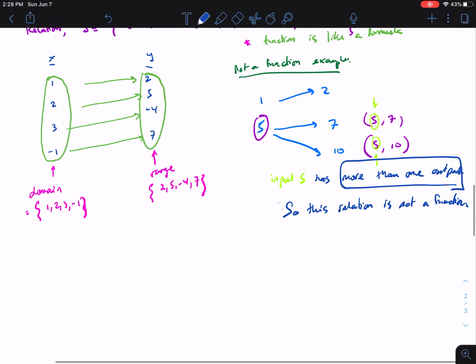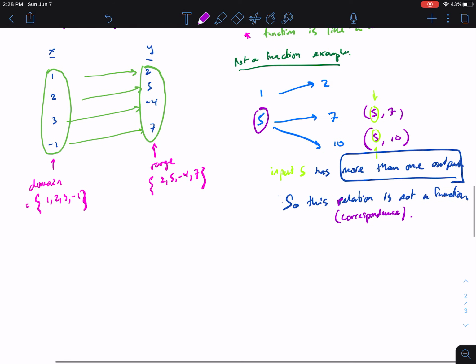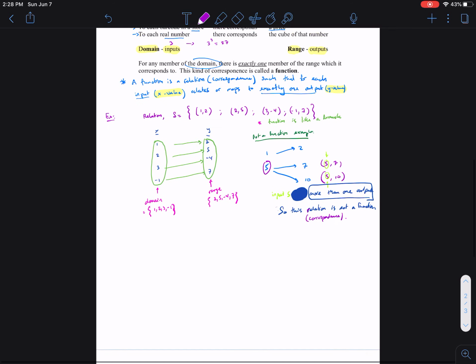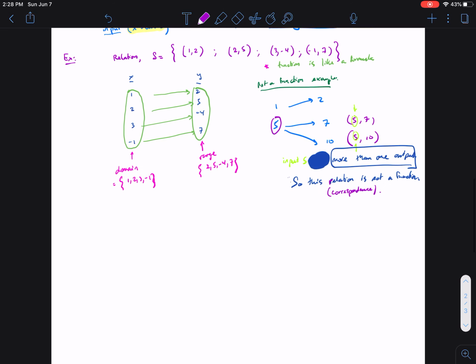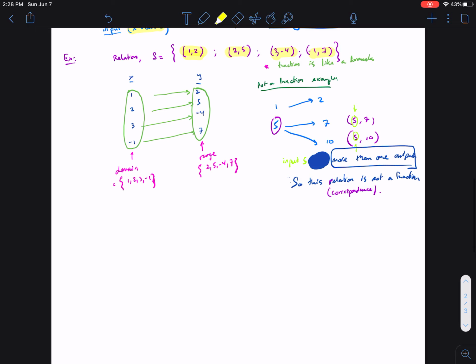Okay, so in the homework there will be a couple of examples where they ask you to identify whether certain correspondences or relations are functions or not. The part where it gets a little more confusing is when we go from finitely many ordered pairs to infinitely many ordered pairs, and then identify whether it's a function or not. Okay, I'll give you an example.